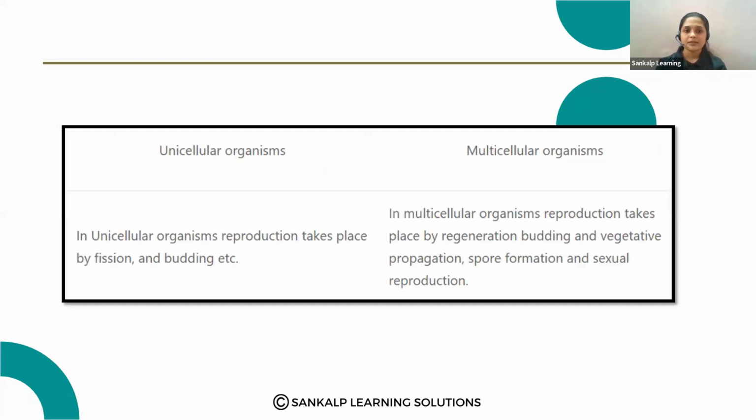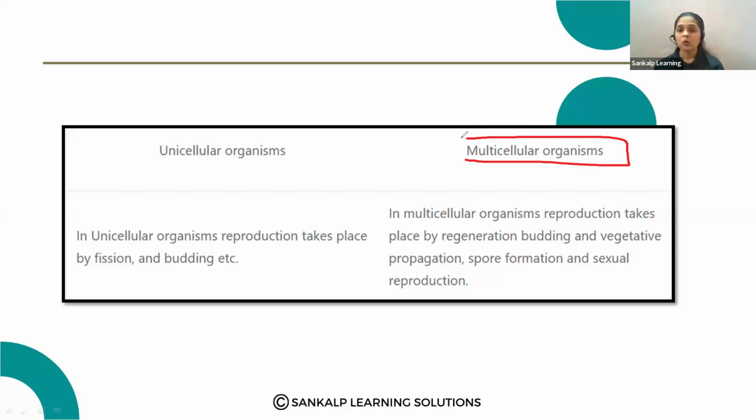Next. Here, the difference. In unicellular organisms, reproduction takes place by fission and budding, etc. Mainly in unicellular organisms we can observe this asexual type of reproduction, that is fission and budding. In multicellular organisms, reproduction takes place by regeneration, budding and vegetative propagation, spore formation and sexual reproduction. So you can observe various methods of reproduction in multicellular organisms.